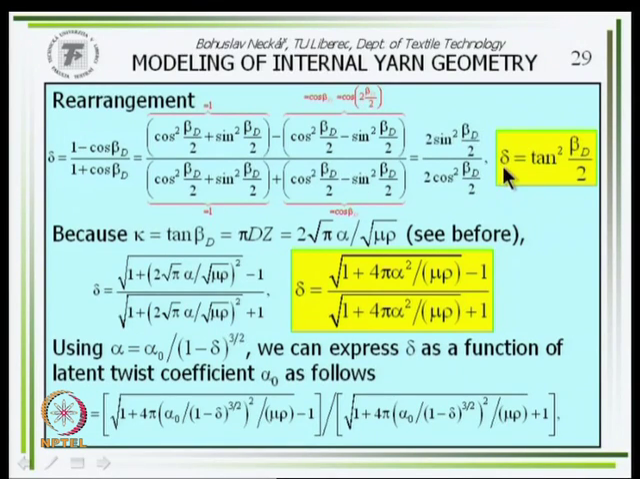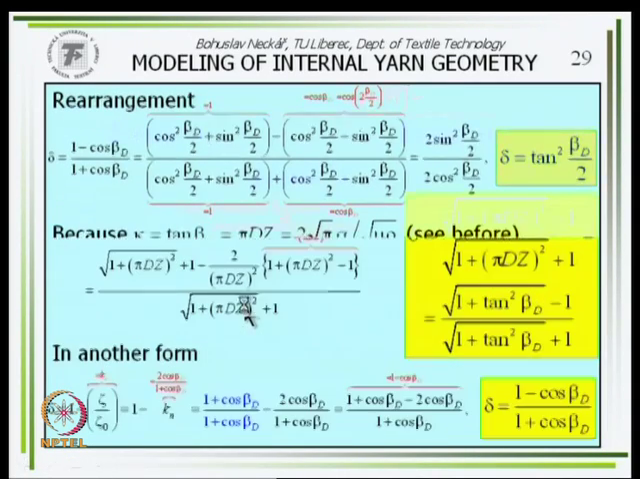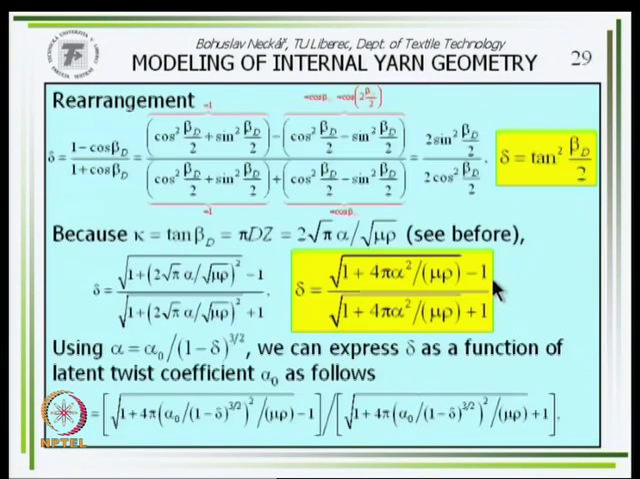Now we want also to know this yarn retraction delta as a function of twist coefficient alpha. We know that the twist intensity, tangent beta d, is pi dz. And it was derived that it is also this here. Using this, we obtain for delta, in place of tangent beta d here or pi dz here, this equation, so that after small rearranging, this is maybe the fourth or fifth identical equation for yarn retraction.